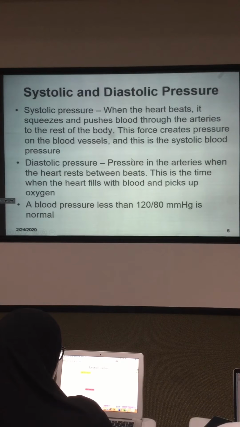So, systolic and diastolic pressure, again terms. Systolic pressure, when the heart beats, it squeezes and pushes blood through the arteries to the rest of the body. This force creates a pressure on the blood vessels, and this is the systolic blood pressure.